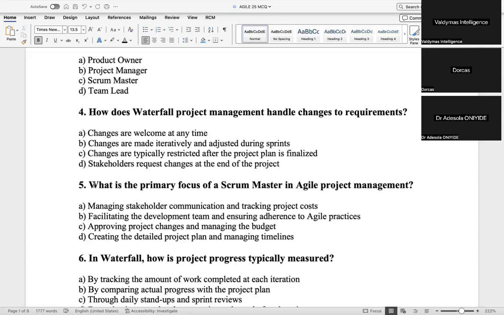So, Dr. Shola, what is the primary focus of a Scrum Master in Agile project management? A, managing stakeholder communication and tracking project cost. B, facilitating the development team and ensuring adherence to Agile practices. C, approving project changes and managing the budget. Then D, creating the detailed project plan and managing timelines. So which option did you pick? Well, I will pick option D. Okay, option D, creating the detailed project plan and managing timeline.